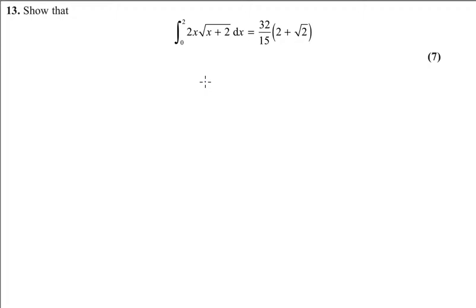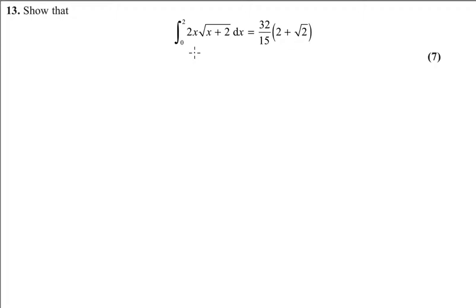A lot of the students I've seen have used integration by parts. It looks like an integration by parts question. We've got this x times by something we can integrate. So your natural instinct, I think, would be to integrate this by parts.